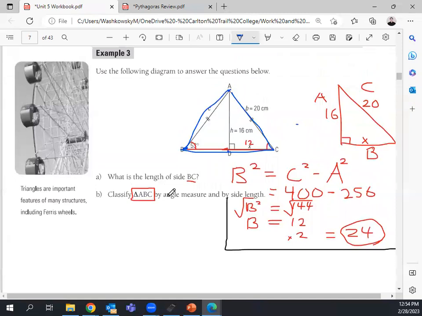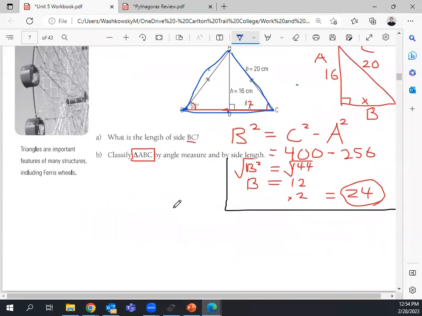So classify it by angle measure and side length. What that means is that's exactly what we just did with the PowerPoint. If I'm looking at this big triangle here, what type of triangle is that? First off, go with the angle measure. That's the stuff on page 179. What type of triangle is that blue one?